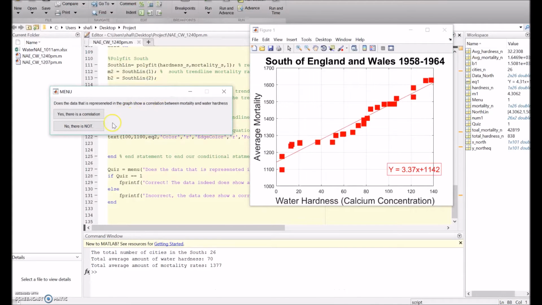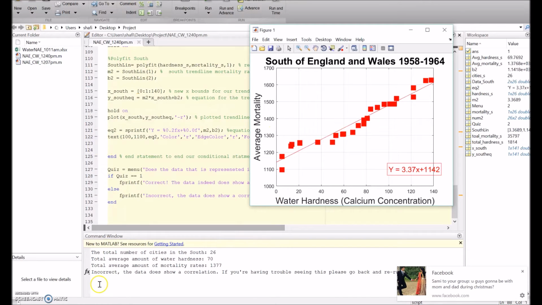And like I mentioned before, if I hit yes, I'll be given a prompt, but this time, just for demonstration purposes, I will hit no. There is not a correlation. If I hit no, a prompt will be given, such as incorrect, the data does not show a correlation. If you are having trouble seeing this, please go back and rerun the code.